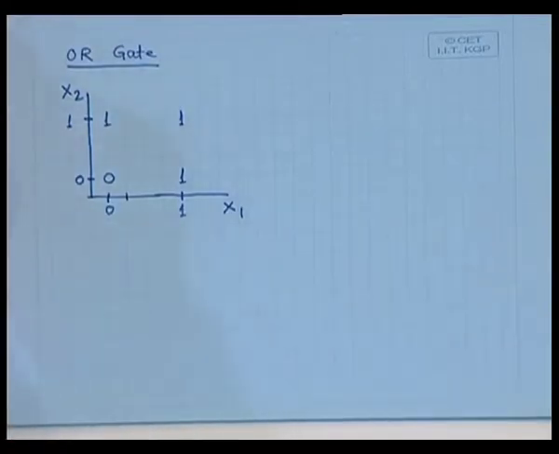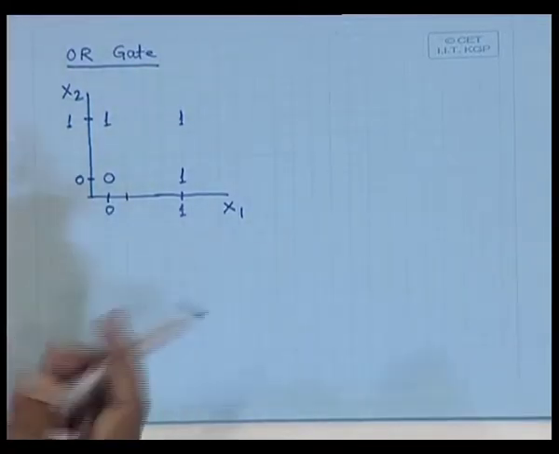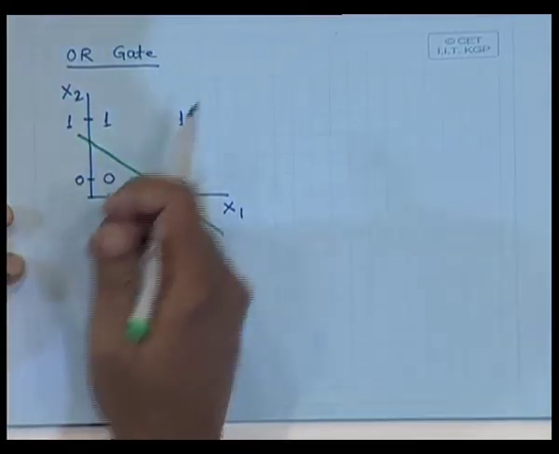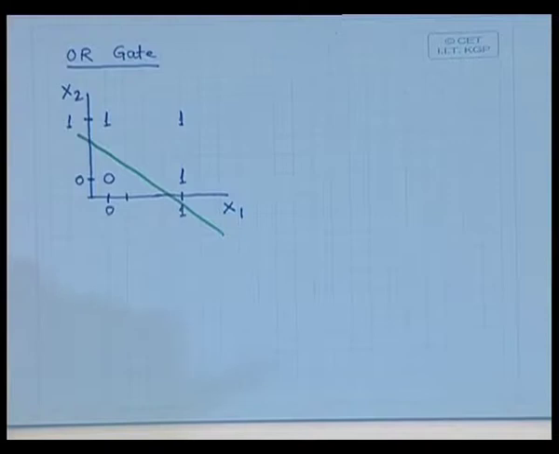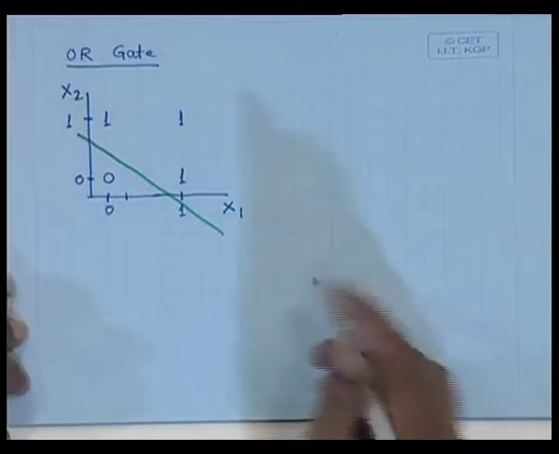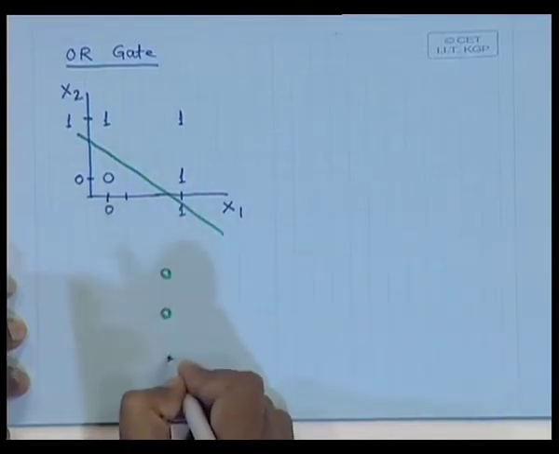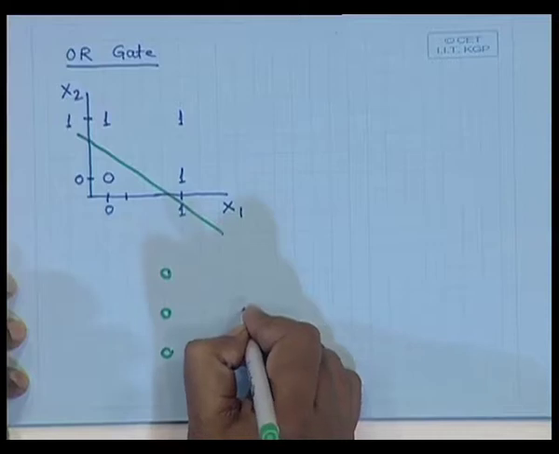Again, in this case, I can define a straight line which will separate these two regions. And again, a simple neural network like this with 3 input layer nodes and 1 output layer node.